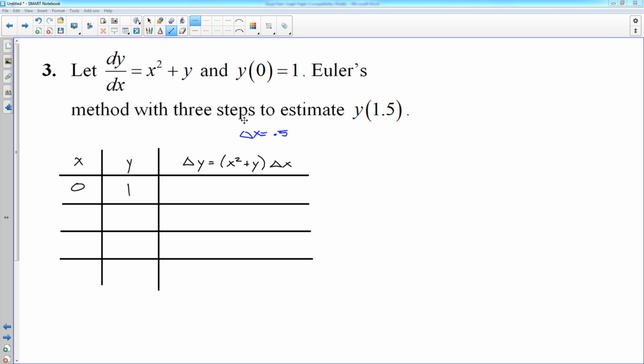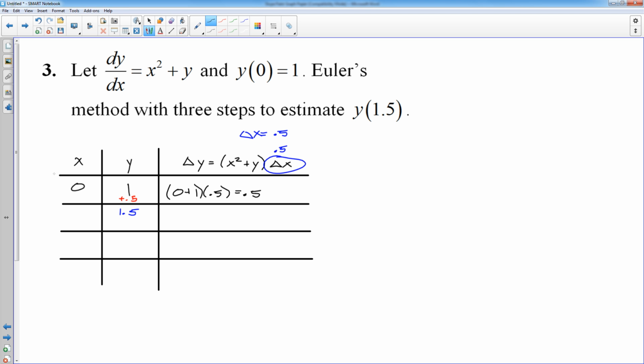Alright, so there's our table. I went ahead and multiplied both sides of this differential equation by dx so I could get my delta y equals x squared plus y delta x. But remember, delta x is 0.5, so we'll make a little note that that's equal to 0.5. And then we start plugging in. So x squared, 0 squared, plus y, which is 1, times my delta x, which is 0.5. That equals 0.5. So I need to add that change in y. That's how much y changes. I'm going to add that to my previous y coordinate, which gives me my new y coordinate of 1.5.